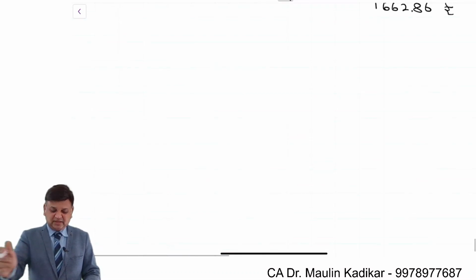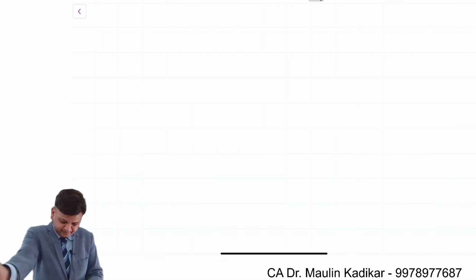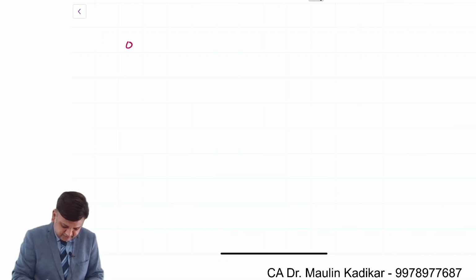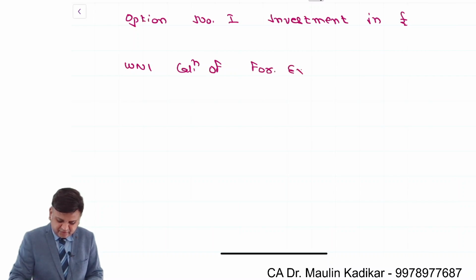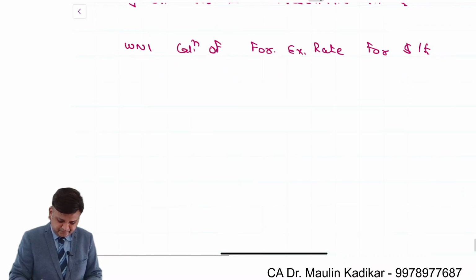So now let us start writing an answer. Option number 1, investment in pound. In that, working note number 1, calculation of forward exchange rate for dollar per pound, 3 months.